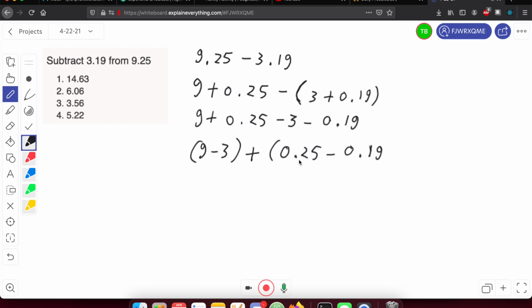Now, I'm doing this problem in this way. You don't have to do it in this way. This is just something that jumped out to me as a method we could use. And I think in this case it simplifies it, again, because our decimal component on the value we're subtracting from is larger than the decimal component on the value we're subtracting. So what is 9 minus 3? Well, 9 minus 3 is just 6.